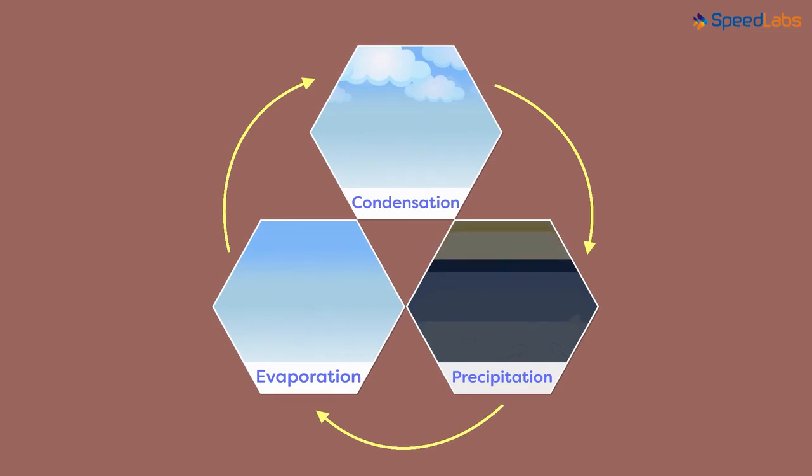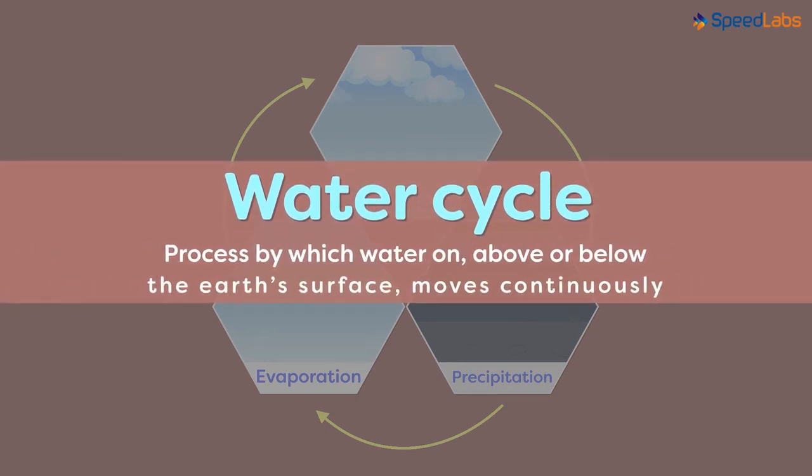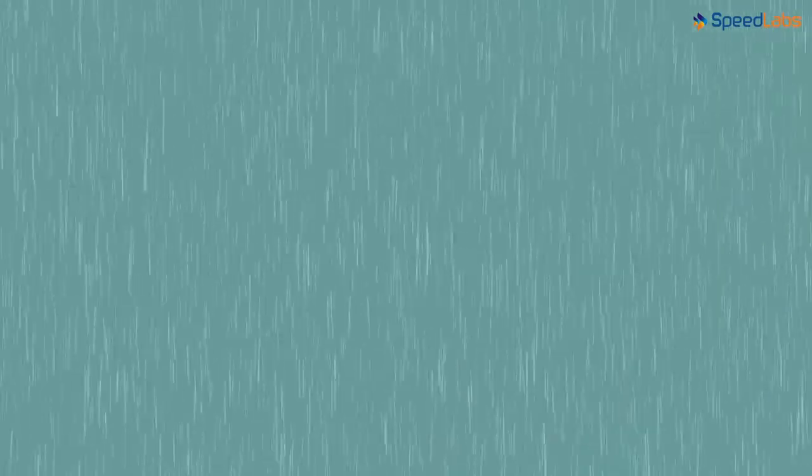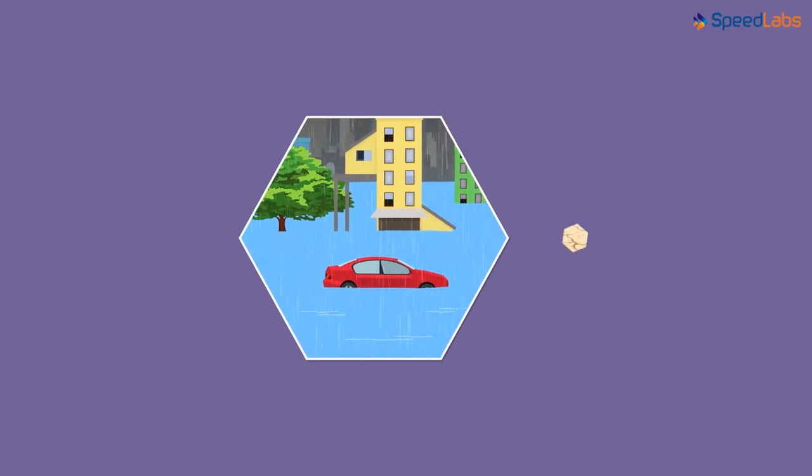Now we can clearly understand the definition of the water cycle better. The definition says it's the process by which water on, above or below the Earth's surface moves continuously. This explains to us the flow of water from the surface of the Earth into the atmosphere and back to the Earth's surface. Now that we've understood how the water cycle works, let's have a look at how exactly the rain affects our lives. What happens when it rains very heavily and what happens when it does not rain enough?